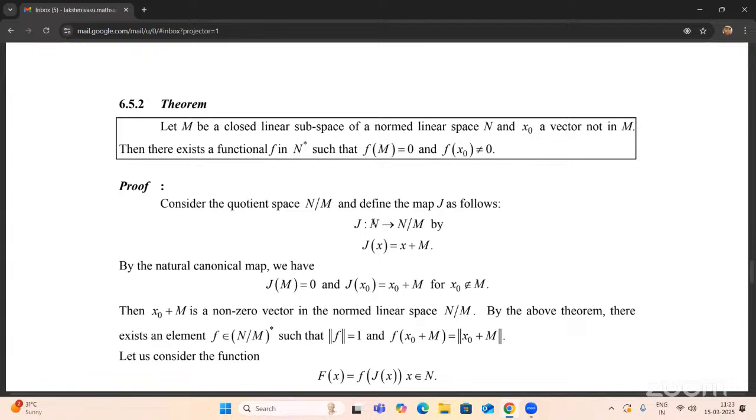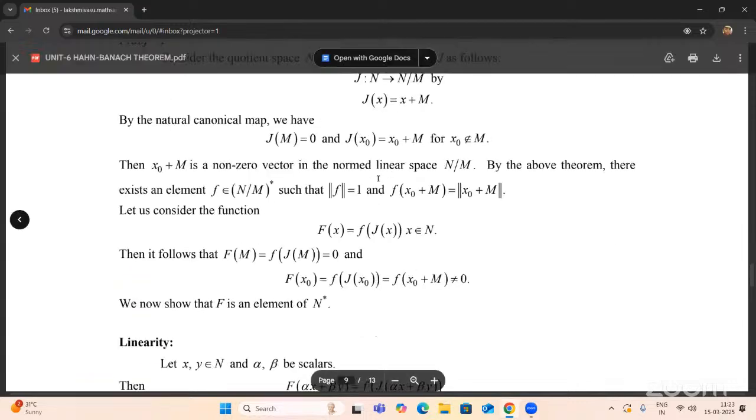So J is defined as the map N to N by M. This is the canonical map. Through the canonical map, J of x equals, so N by M is the quotient space, and its element is a coset, that is x plus capital M. So the natural canonical map is J of m equals 0, and J of x naught equals x naught plus capital M, replacing x by x naught through the canonical map definition.